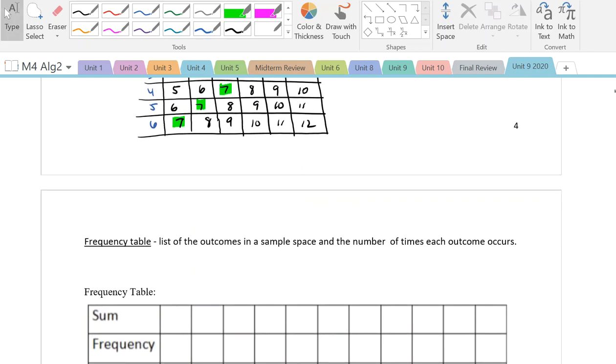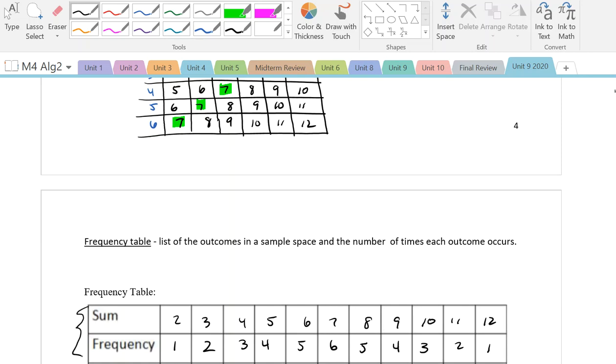So a frequency table would look like 2, 3, 4, 5, 6, 7, 8, 9, 10, 11, 12. And this has a frequency of 1 because there's only one way to get a 2, and only one way to get a 12. 2 ways to get the 3 or the 11, 3 ways to get the 4 or the 10, 4 ways to get the 5 or the 9, 5 ways to get the 6 or the 8, and 6 ways to get the 7. So this is called a frequency table when I have just the sum and the frequency.